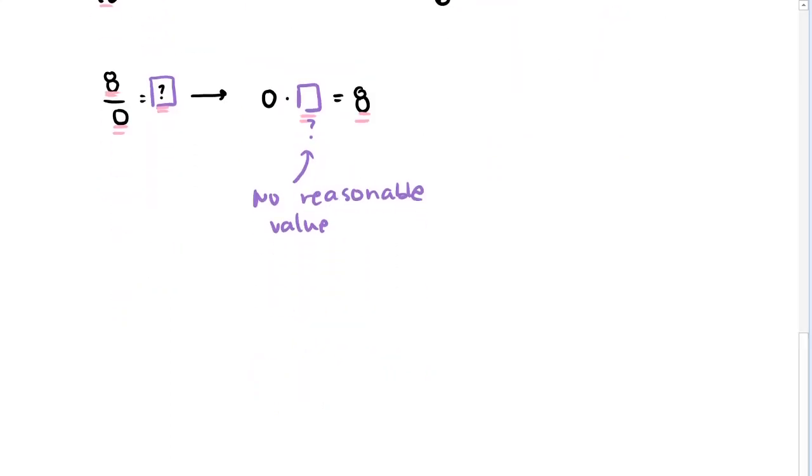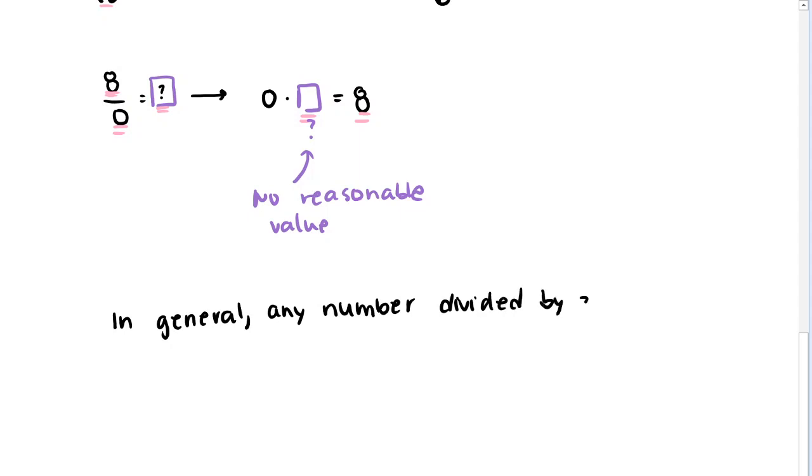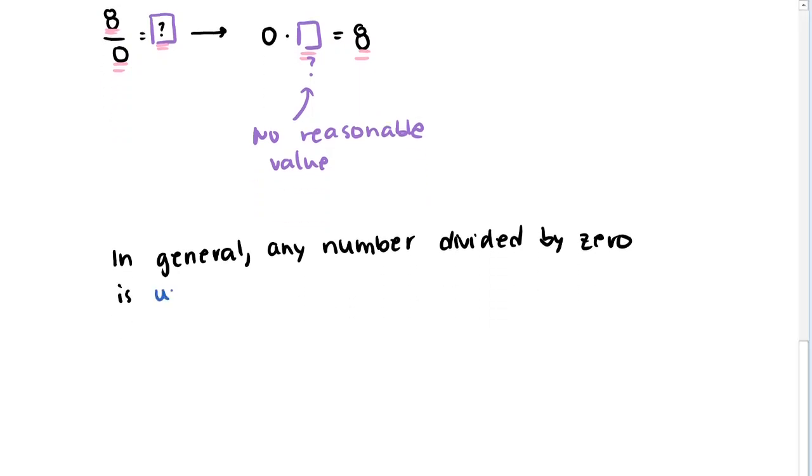And so in general, any number divided by 0 is undefined. The result is undefined.